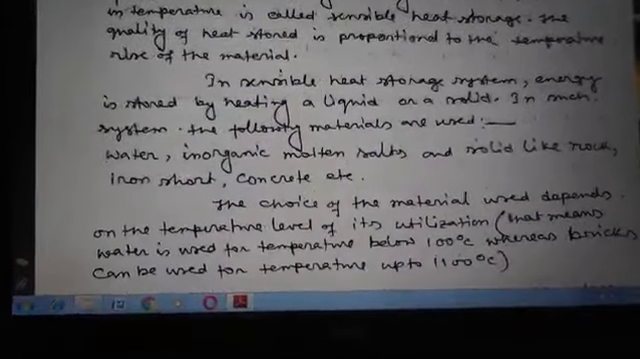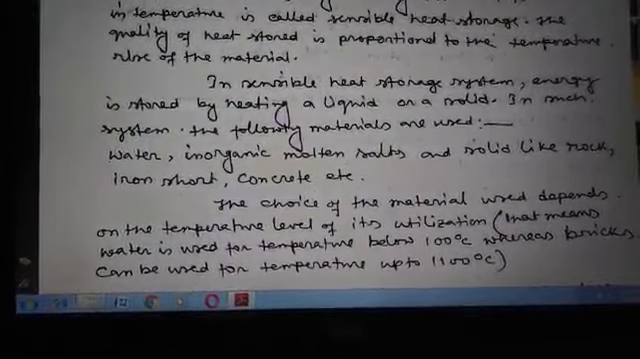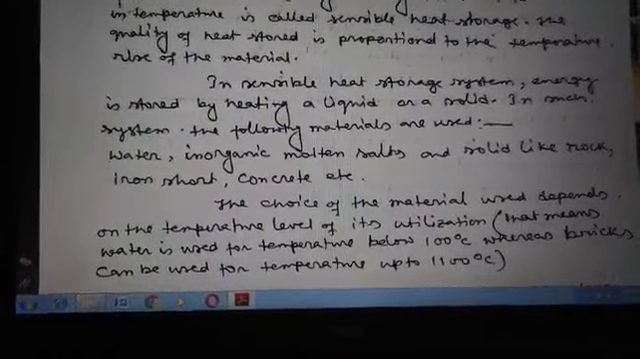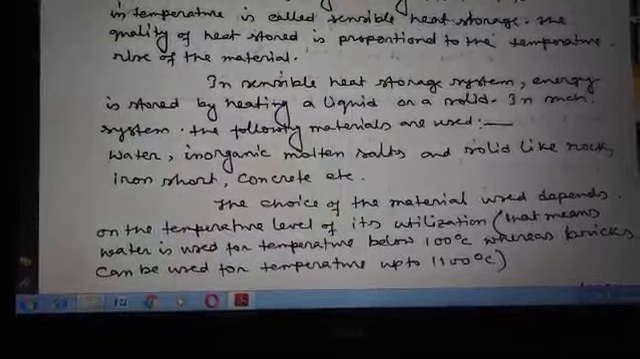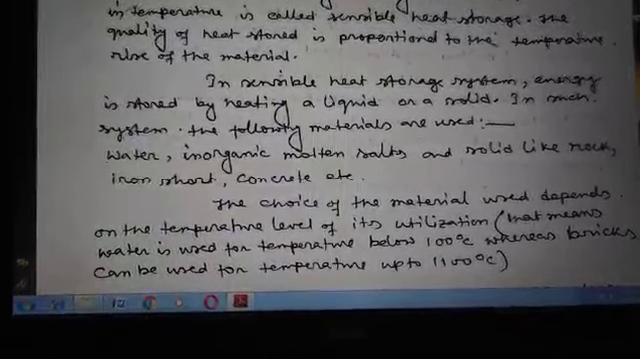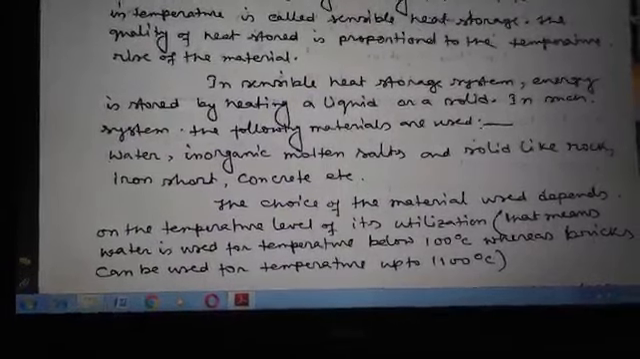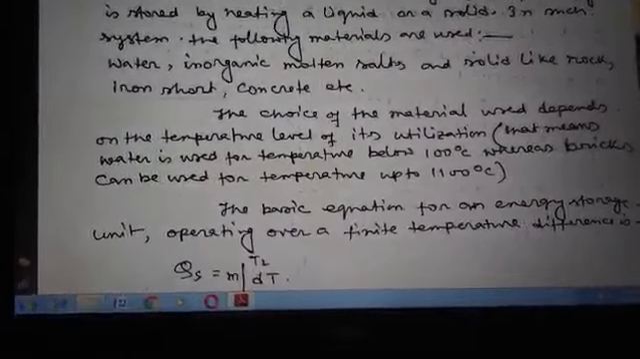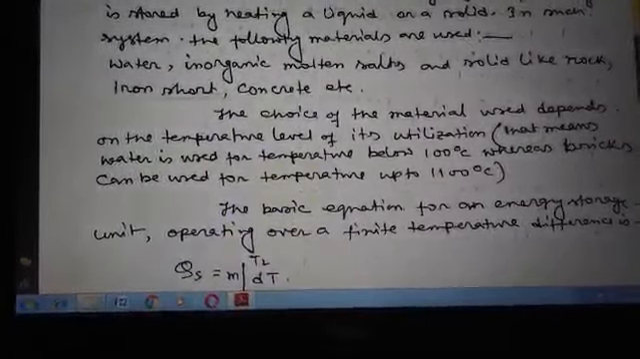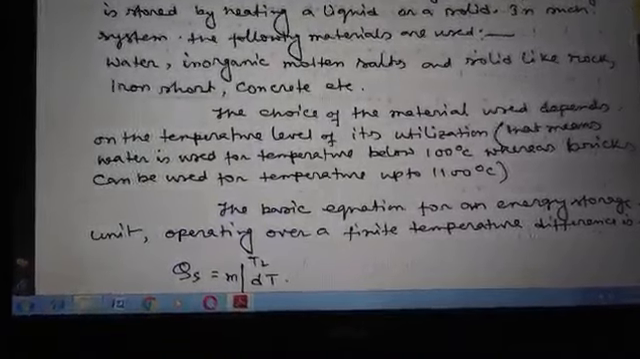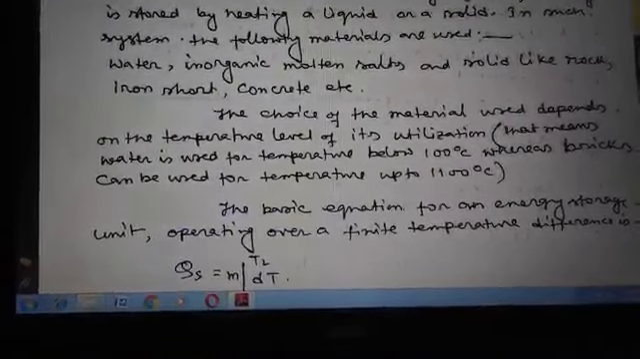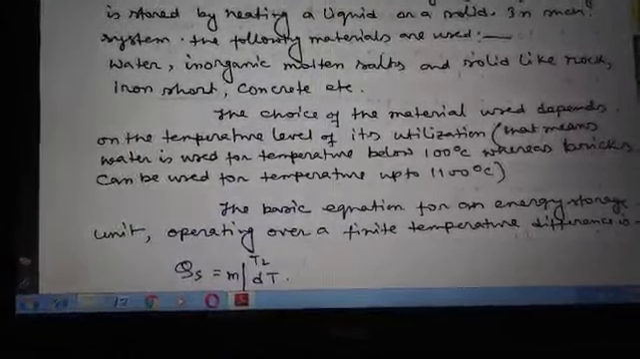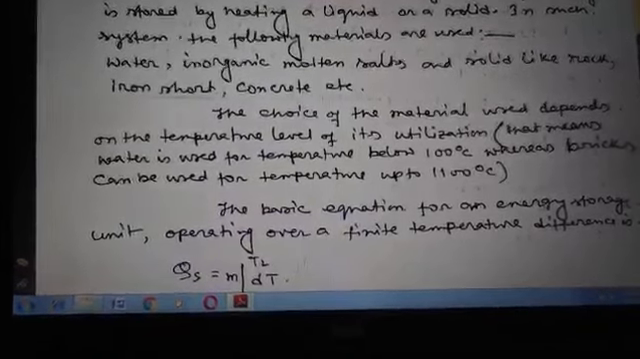In sensible heat storage system, energy is stored by heating a liquid or a solid. In such a system the following materials are used, like water, solid like rock, etc. Now, the choice of material used depends on the temperature level of its utilization. That means water is used for temperature below 100 degrees centigrade, whereas bricks can be used for temperature up to 1100 degrees centigrade.